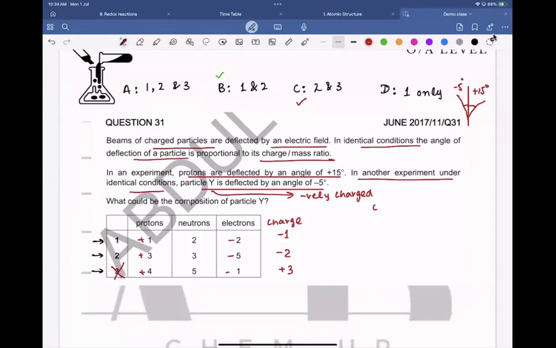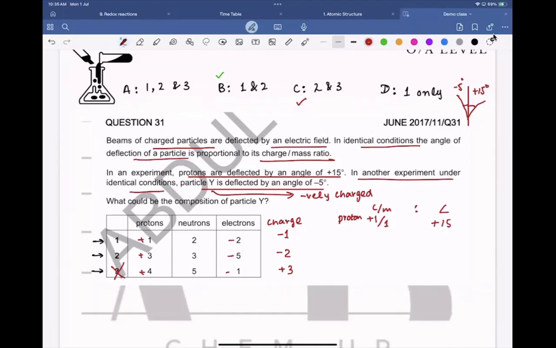Now, charge to mass ratio and angle. What is the charge to mass ratio of the proton? What is the charge of the proton? Positive 1. Yes, sir. What is the mass of the proton? 1. And what is the angle of deflection? Positive 15.